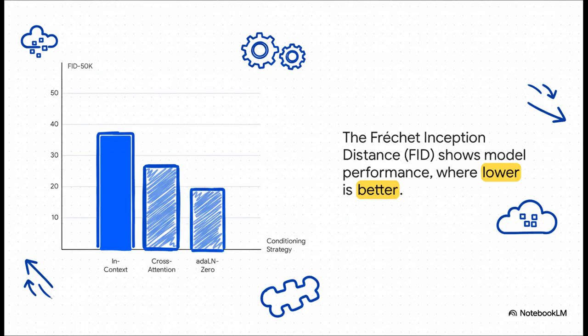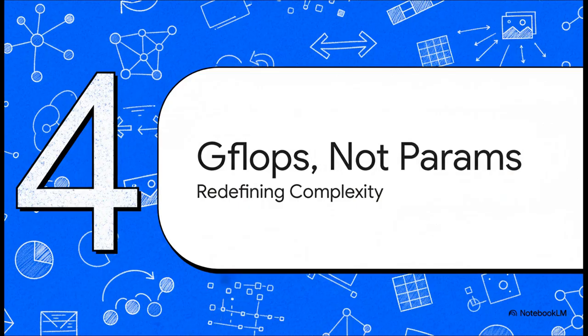It gets an FID score that's almost half of what the in-context method got. And the best part? It's also the most compute efficient of the bunch, so you get better performance and it's cheaper. That's a textbook win-win. And this is where things get really interesting, because this architectural choice leads us straight to what I think is the most important finding in the entire paper.